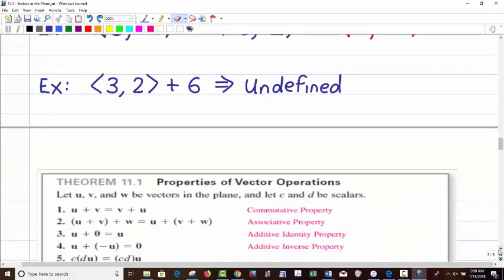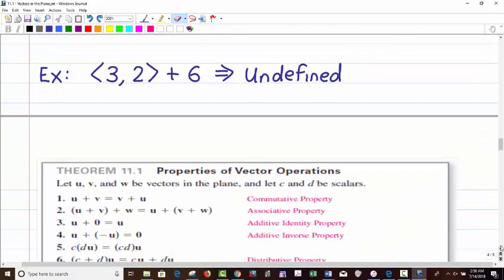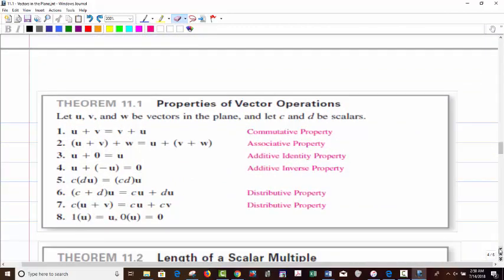You can only multiply. All right, so here's a bunch of properties that I don't know if you have to worry about knowing all of these really per se, but all right, that one's easy. u plus v equals v plus u, commutative property. Associative property works.